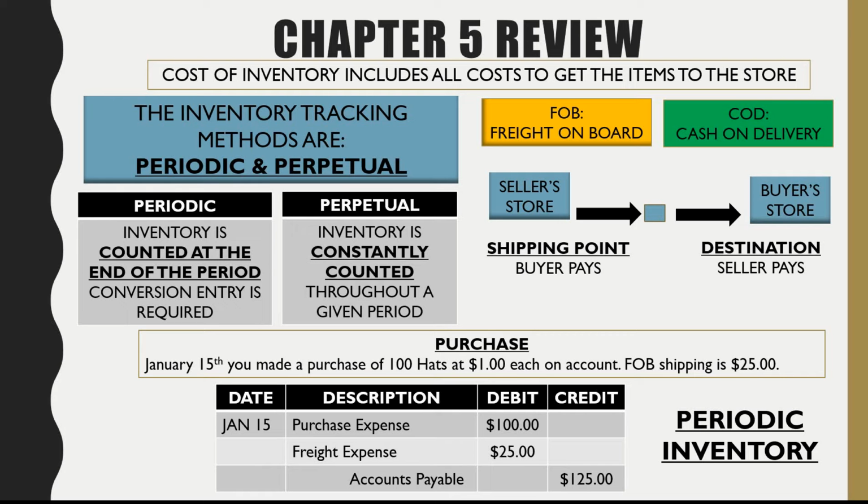Okay, so chapter 5, what did we learn in chapter 5? Well, we introduced you to inventory, right? And that there are 2 different ways that we keep track of our inventory, and that is periodic and perpetual. Here are the definitions. Periodic means every once in a while, while perpetual means constantly. And here's the difference between the 2.